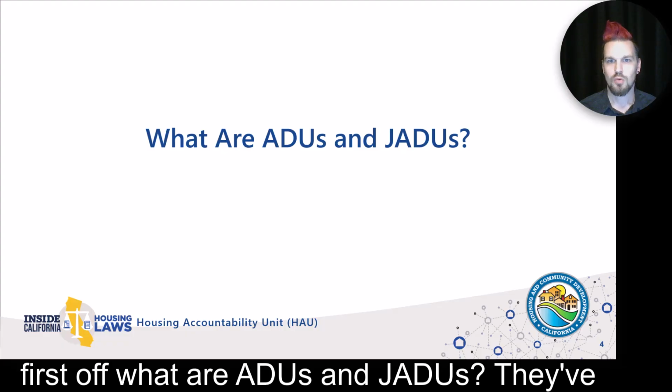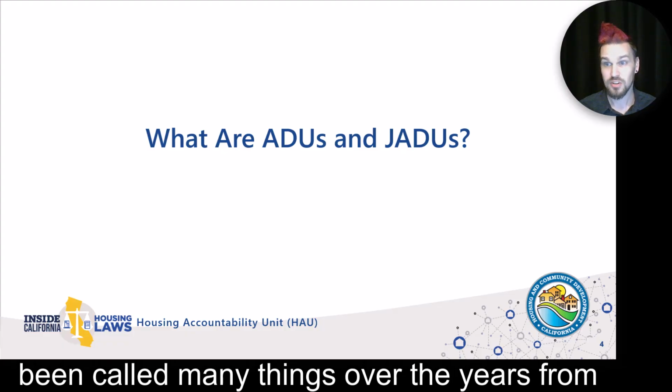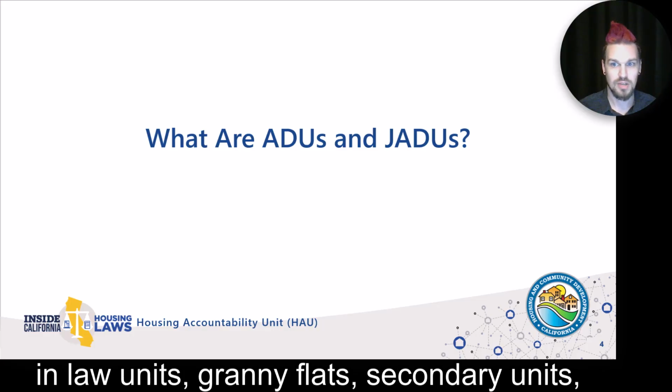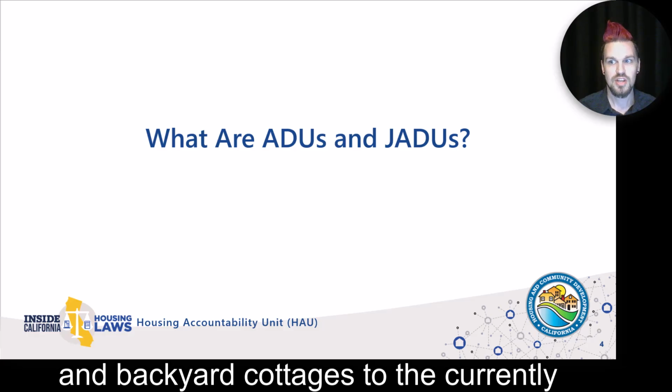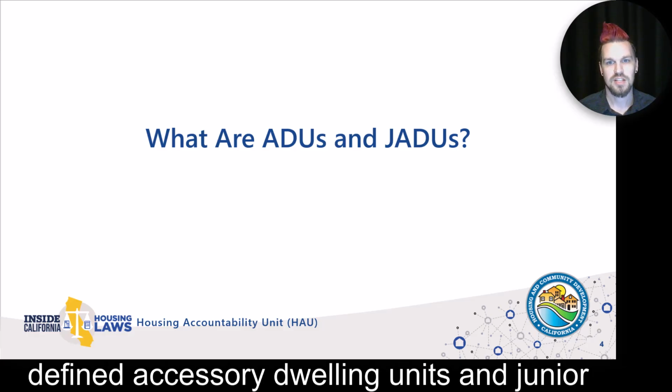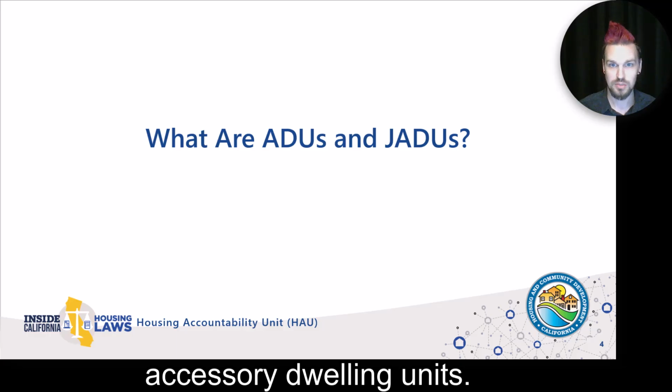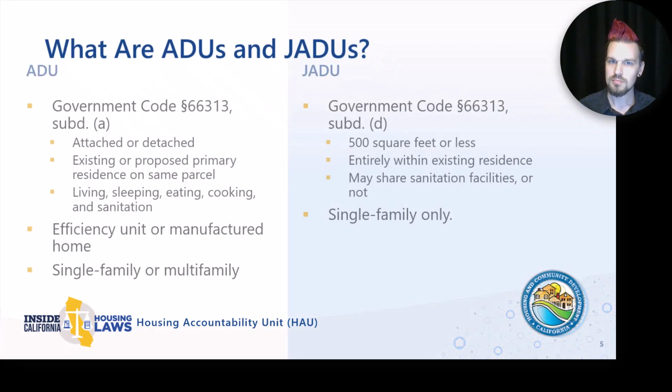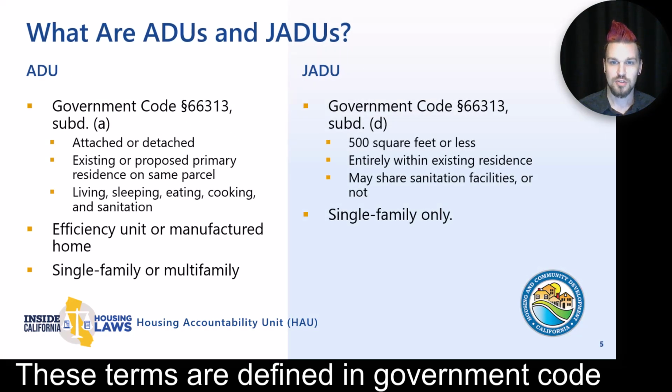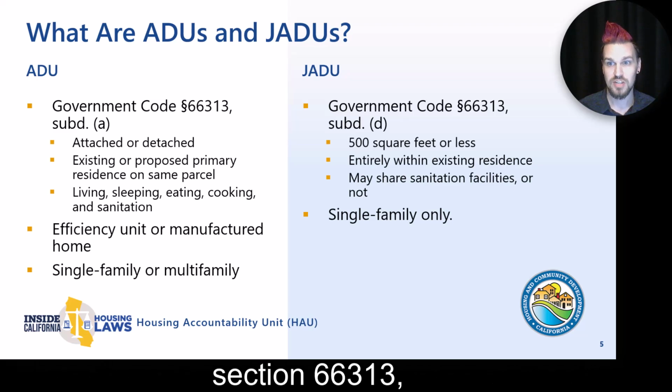First off, what are ADUs and JADUs? They've been called many things over the years, from in-law units, granny flats, secondary units, and backyard cottages, to the currently defined accessory dwelling units and junior accessory dwelling units. These terms are defined in Government Code Section 66313.